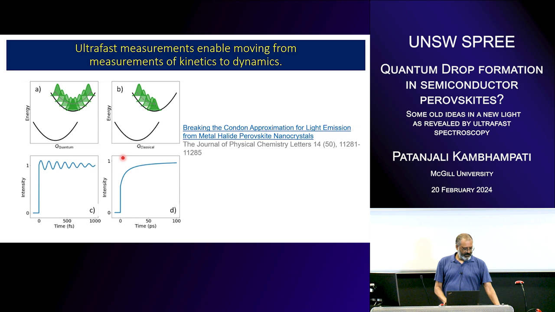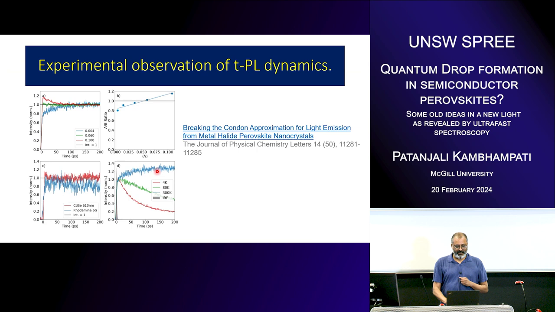And I think the last thing I wanted to point to, just as a quick point, is in kinetics versus dynamics, we said there's a difference. If you go fast enough in time, you can see when kinetics makes the transition into dynamics. With kinetics, you expect to see an exponential decay of a population. But with dynamics, you might see oscillations, or you might even see a buildup, something that's non-exponential. And sure enough, if we look carefully at cesium lead bromide perovskites at very low fluence, you see a buildup in the PL followed by a nanosecond exponential decay.